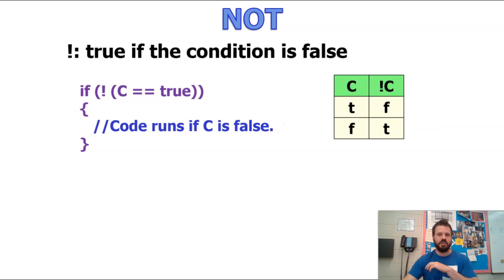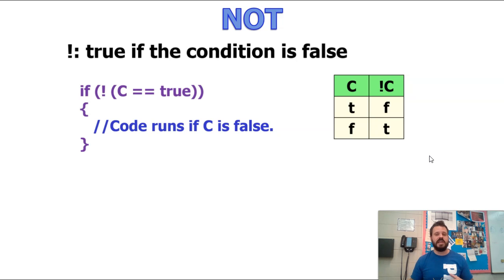And the last logical operator we'll talk about will be the not operator. We'll write that in our code with an exclamation point, and this is going to be true if the condition is false. So if I say if not C equals true, this code will run if C is equal to false. So this kind of does the opposite of the condition. If C is true, not C would be false. If C is false, not C would be true.